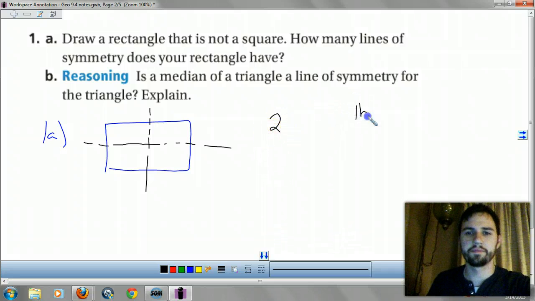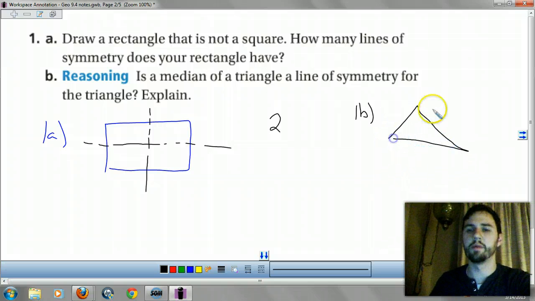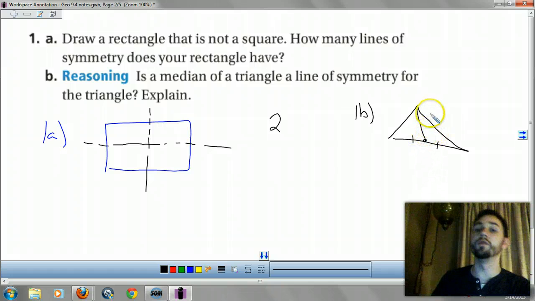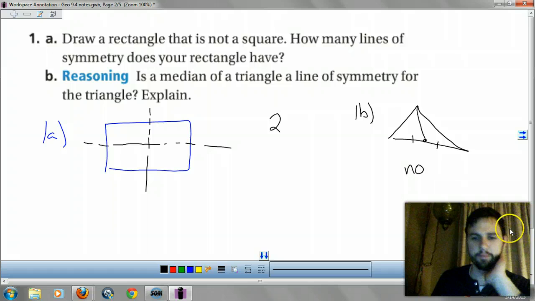And 1B. Is a median of a triangle a line of symmetry for the triangle? Let's draw a triangle. Remember, a median cuts the opposite side in half. And obviously you can see when you fold that over, it's not going to be congruent. They aren't going to be the same, so it's no.